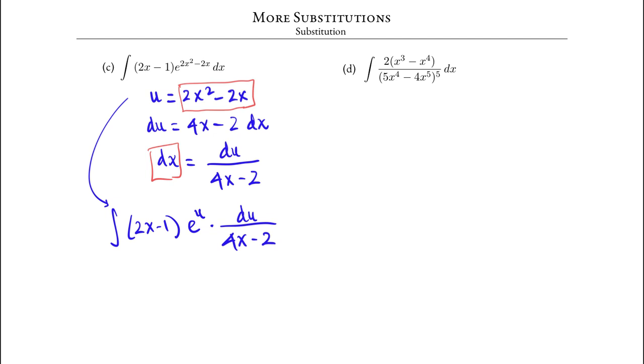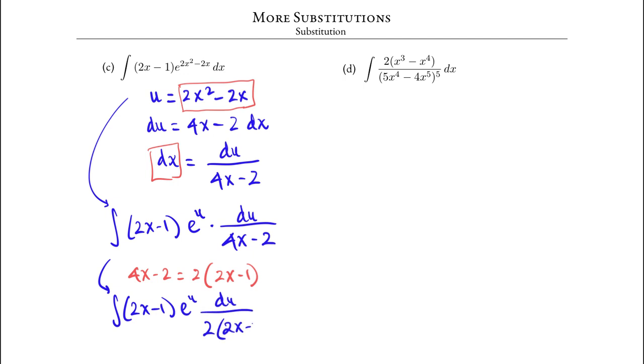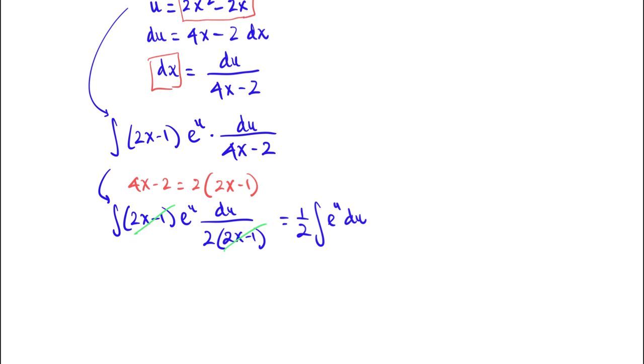But observe that 4x minus 2 is 2 times (2x minus 1). We then rewrite this integral as the integral of (2x minus 1) times e to the u times du over 2 times (2x minus 1). And the 2x minus 1 cancels out, leaving us with a very simple integral, 1/2 the integral of e to the u du. But the antiderivative of e to the u is e to the u.